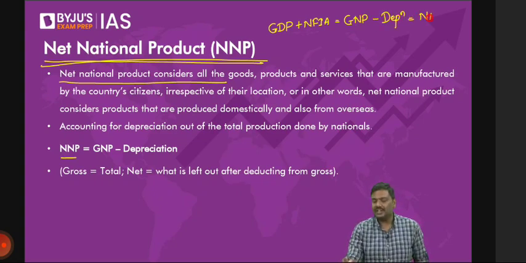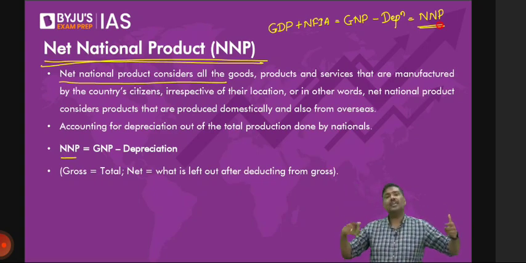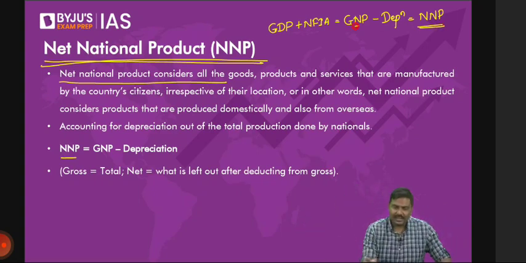Any difficulty, please do let me know. Can you start from GDP? Of course, yes. Right? GDP, adjust it for NFIA, you'll get GNP. Right? Because you need nationality here. And within this also, you need to account for depreciation. So I will account for depreciation. Right? Then you will get NNP.